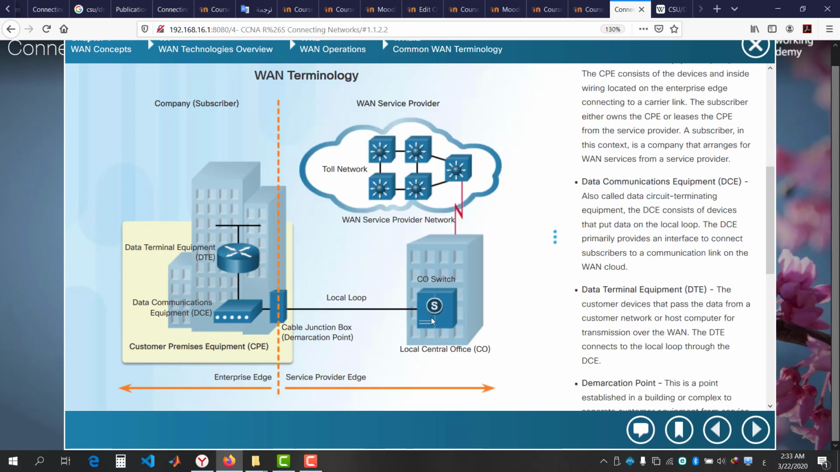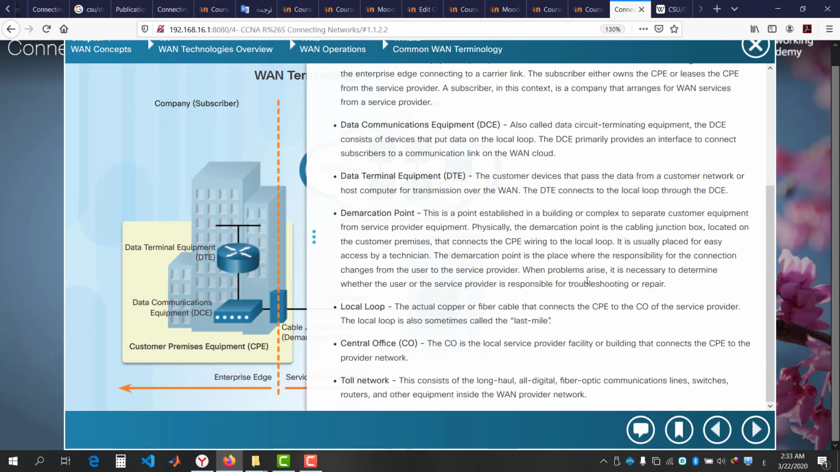Okay, as you can see, this is the CO, connected using the local loop at the demarcation point with the customer premises equipment. What else? The last thing we will discuss is called the toll network. Toll network is multiple devices, usually consisting of multi-layer switches and routers, that are the backbone of the WAN provider service and owned by the WAN provider service in order to deliver the data of that organization to its remote sites or teleworkers.